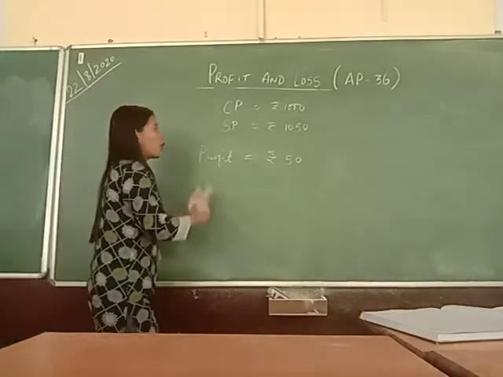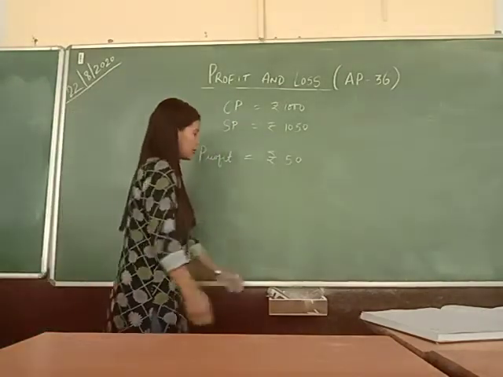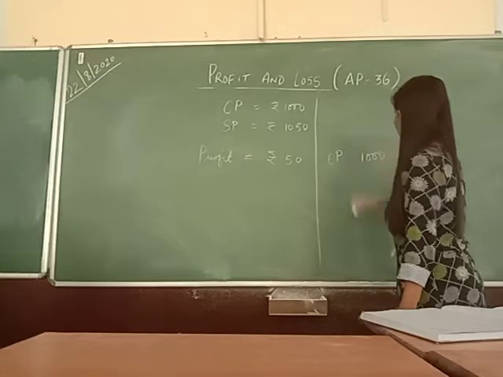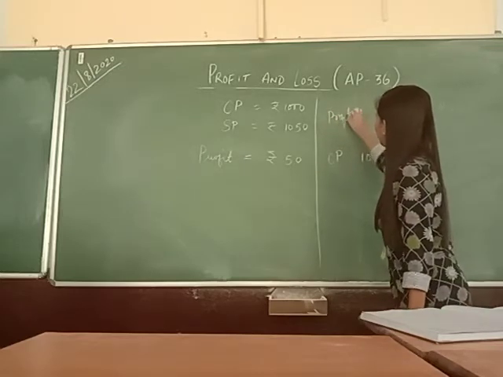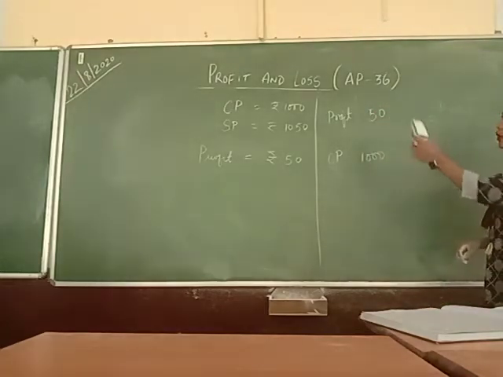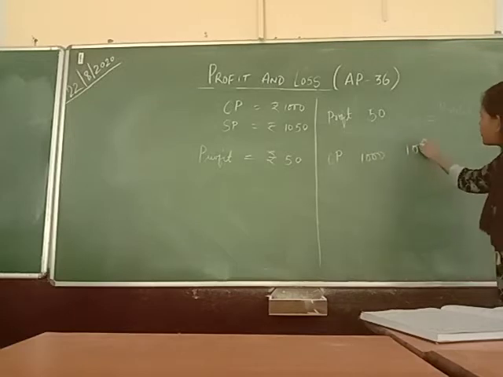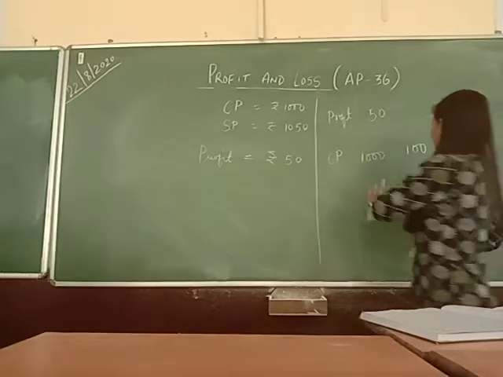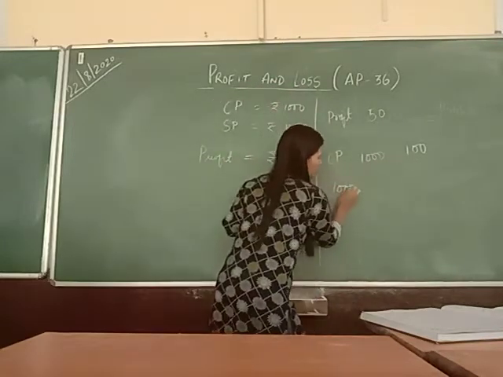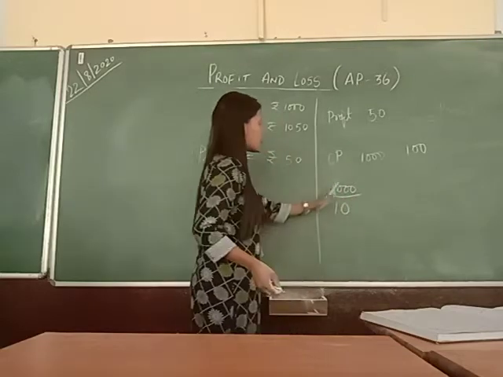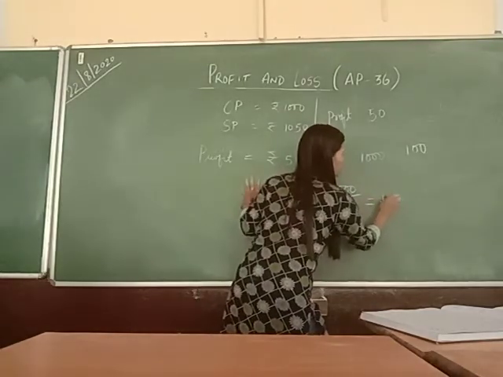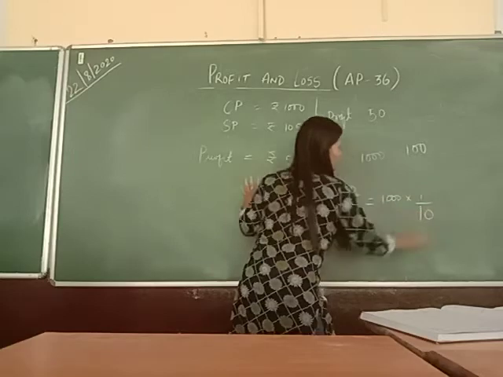I want to find the profit percent. When cost price was rupees 1000, then the profit made was rupees 50. We are trying to figure out the profit percent. Profit percent is profit made for every 100. To convert this 1000 to 100, what do we do? We divide this 1000 by 10. If you divide 1000 by 10, we get 100. So it is equivalent to multiplying this 1000 by 1 by 10.